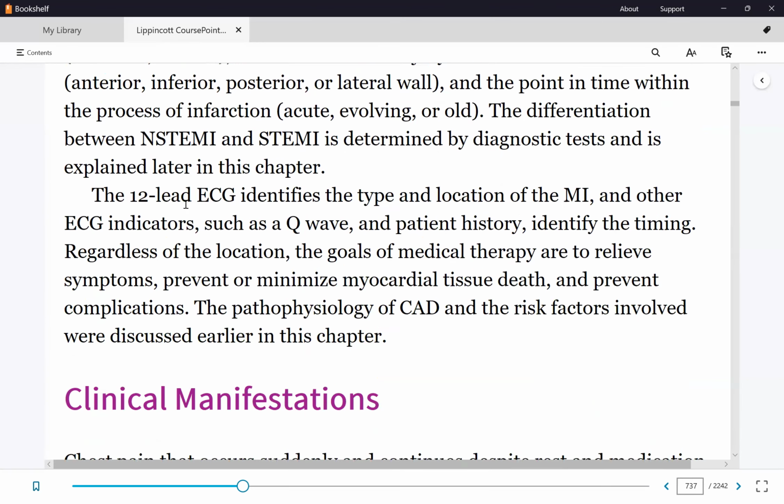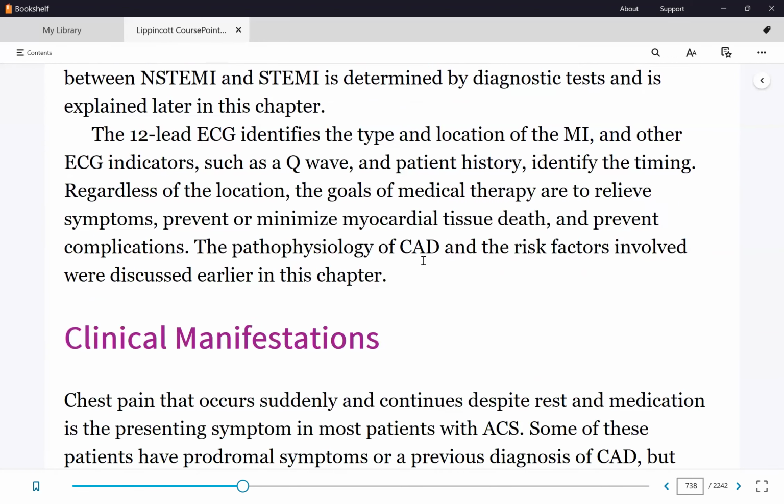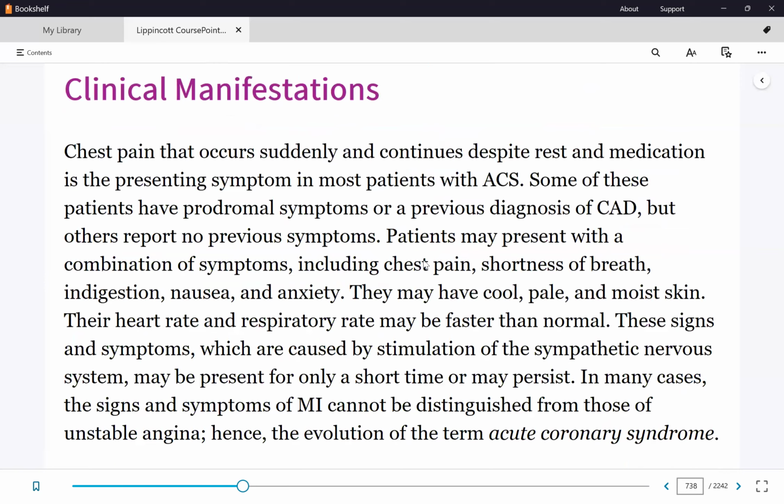Okay. So the 12-lead ECG identifies the type and location of the MI because there are 12 leads. The doctor will see which lead shows the ST wave changes, and then they can identify which coronary artery is blocked. Of course, that will have to be confirmed with the cardiac cath. Once they go in, thread the catheter, inject the dye, it will confirm that it's consistent with the 12-lead ECG findings.